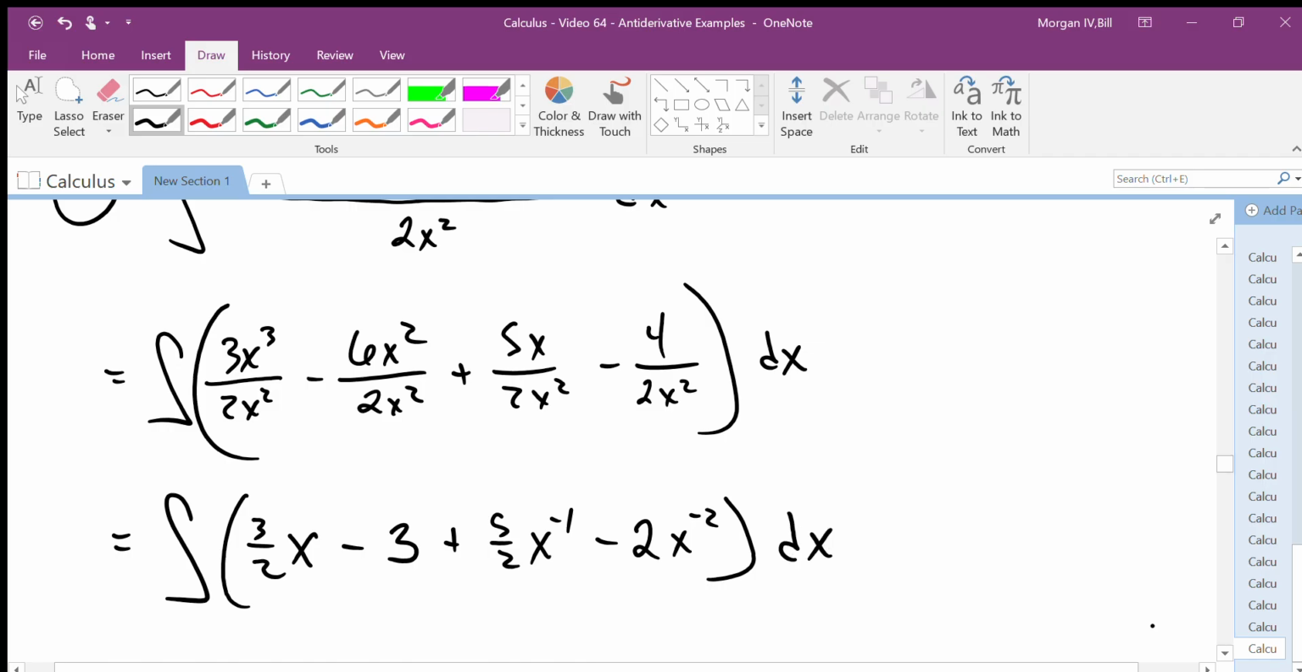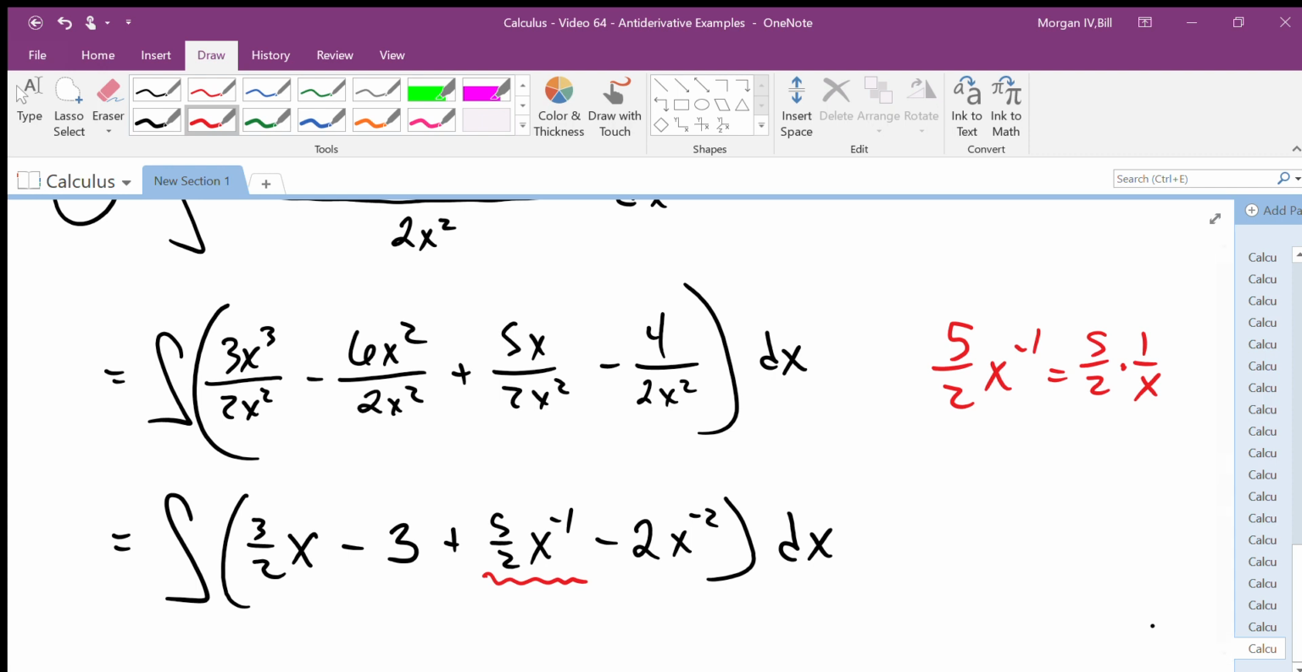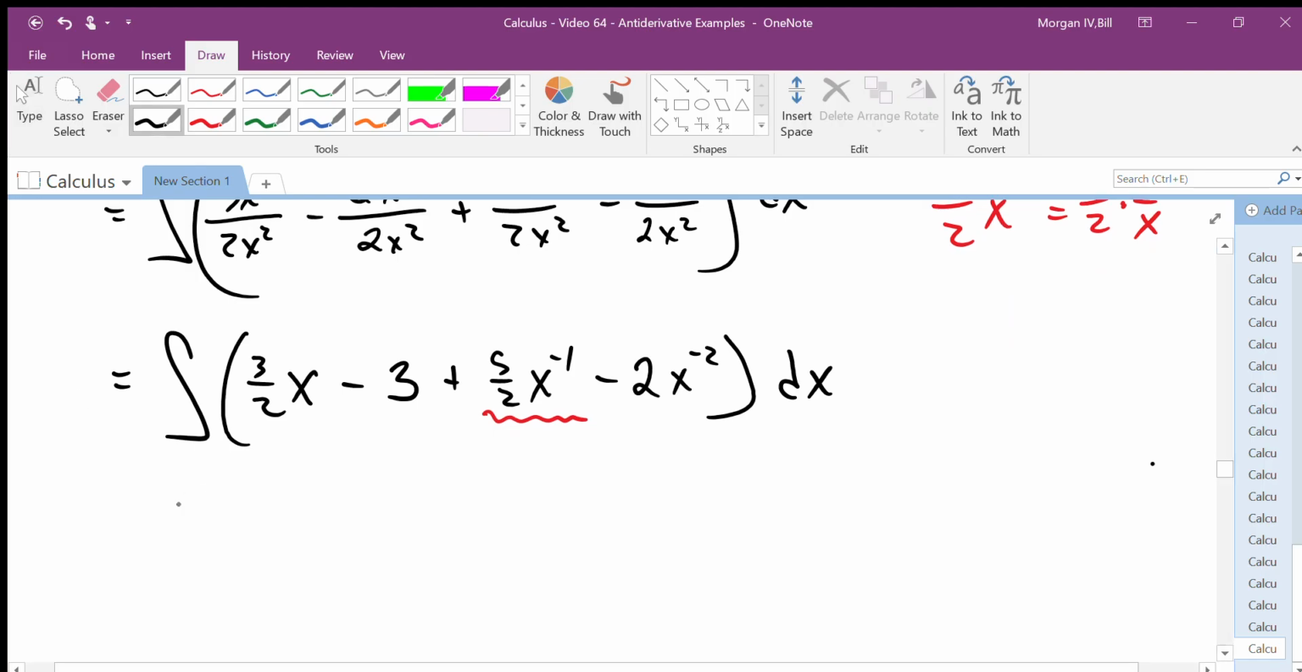Now, for 3 of these terms, we're going to use the power rule. But for the 5 over 2 x to the negative 1, that's the same thing as 5 over 2 times 1 over x. The integral there is going to be 5 over 2 times the natural log of the absolute value of x. So be careful on that one. Right, so we get 3 over 2, add 1 to the exponent, now it's x squared, and then we'll divide by 2, the new exponent. Minus the integral of 3 is 3x. Plus, here's our weird one, 5 over 2 natural log absolute value of x.